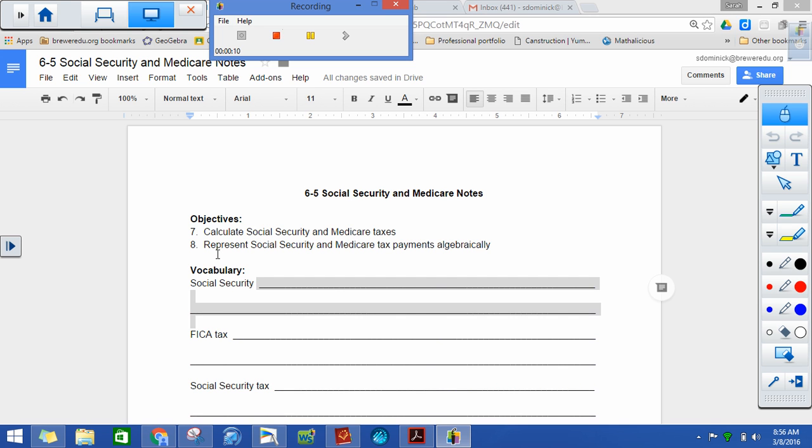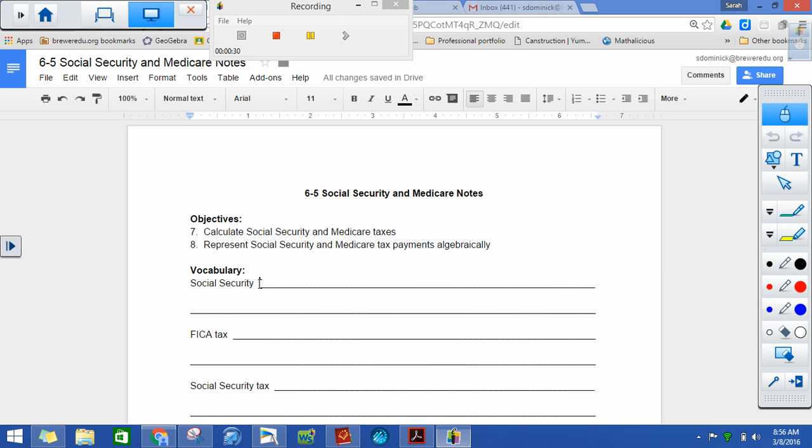Your last two objectives for this chapter, this is the last section, are to calculate Social Security and Medicare taxes, and they're just percentages, so it's going to be a lot of multiplication, and to represent Social Security and Medicare tax payments algebraically, everybody's favorite part. Alright, so down here, I've noticed that when I write it out, it is super messy and hard to understand, so I'm just going to type the definitions for you guys.